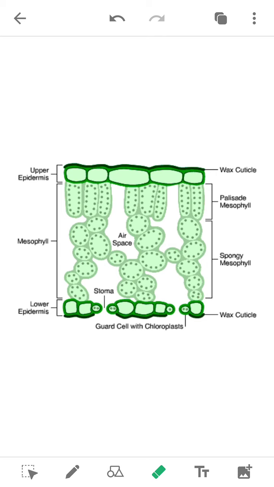In the palisade mesophyll tissue, the cells are closely arranged. In the spongy mesophyll tissue, air spaces are present. The green colored dots you can see in the mesophyll tissue are nothing but the chloroplasts.